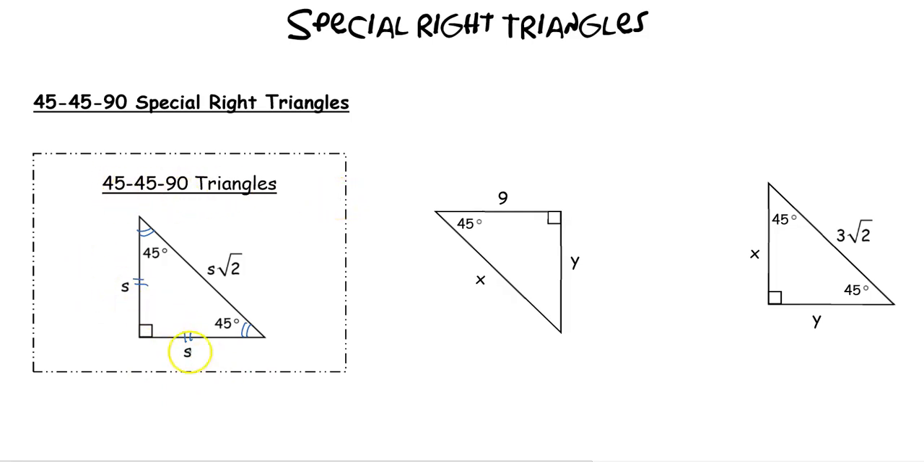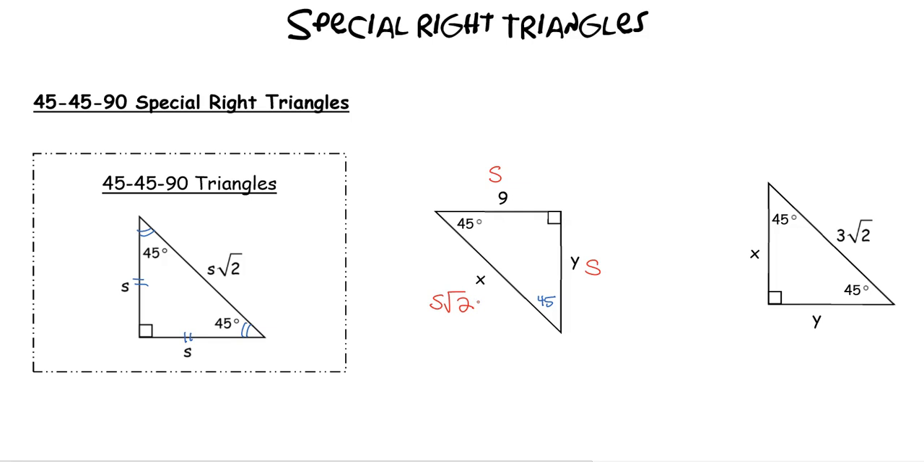The legs of the triangle are going to be the same, and the hypotenuse is going to be that number root 2. So when I look at my first example, the first thing I'm going to do is label my pattern. If this is 45 and this is 90, that means that this has to be 45. The pattern tells me that my legs are the S's, and the hypotenuse, remember, the hypotenuse is the side across from that 90-degree angle, is going to be S root 2.